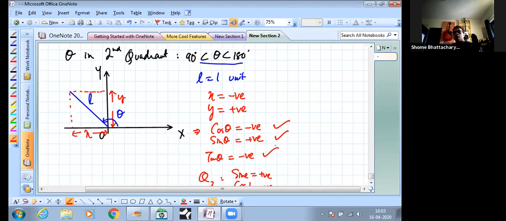Now, of course, we learn not only which one is positive and which one is negative, but we'll actually learn how to calculate the value of sine theta and cos theta when theta is obtuse. So in just another 2 to 4 minutes, you will learn how to calculate the value of cos 120 or how to calculate the value of cos 150 or something like that. But first, make sure you understood this thing, the algebraic sign of x and y.